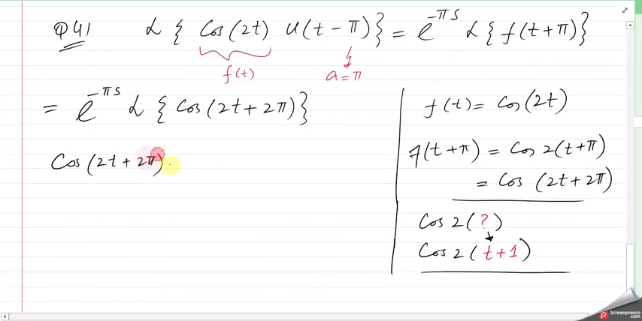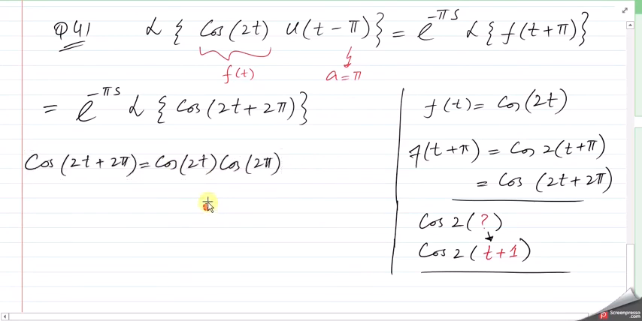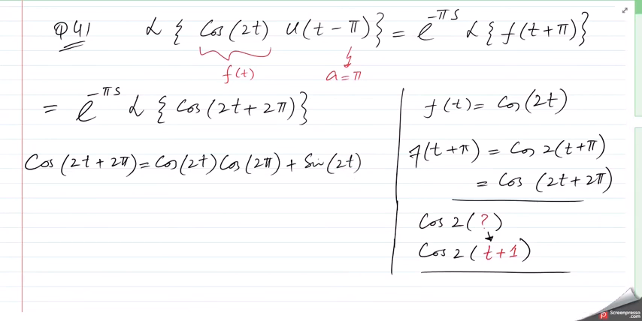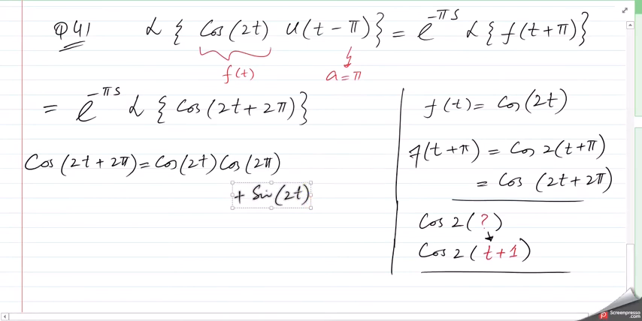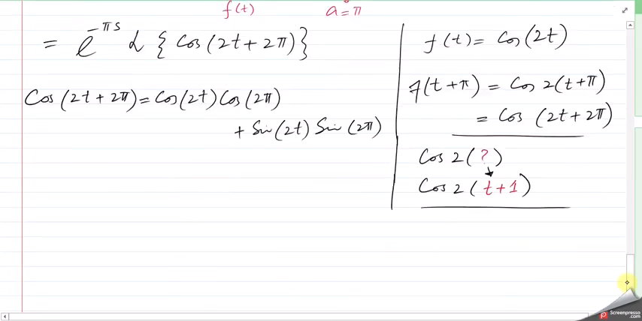Cos of 2t plus 2 pi equals cos 2t cos 2 pi plus sine 2t sine 2 pi. We have used the formula cos of a plus b equals cos a cos b. This should be minus sign, if I remember correctly. There's a mistake. This should be minus sine a sine b.